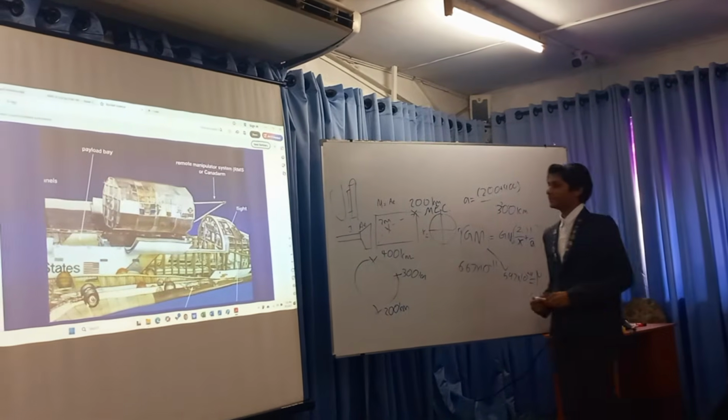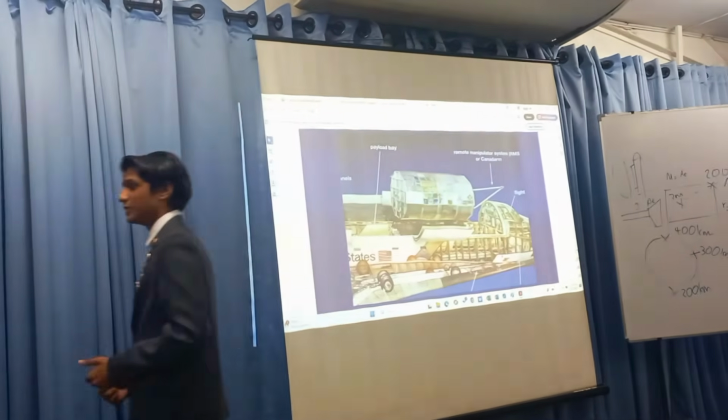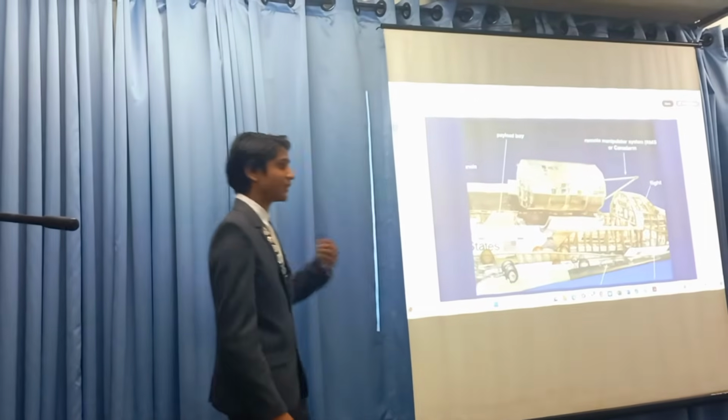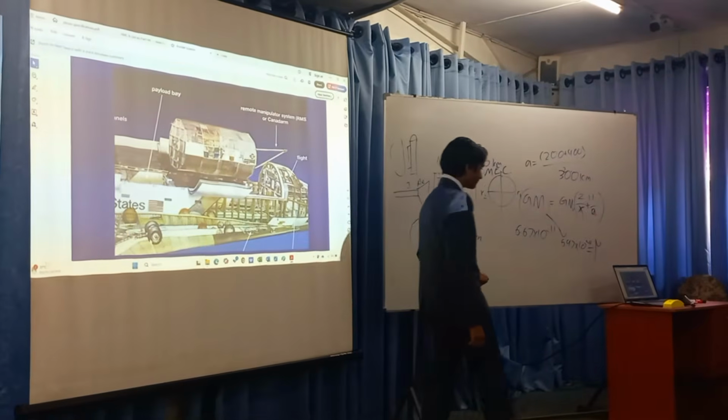This is the payload that the space shuttle generally carries. It can carry all sorts of payloads. When it was constructing the space station, it carried several compartments, modules. It even contracted with Russia, and several Russian modules were also brought up to the space station.